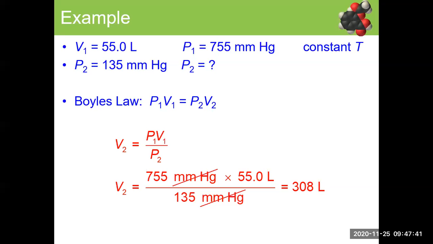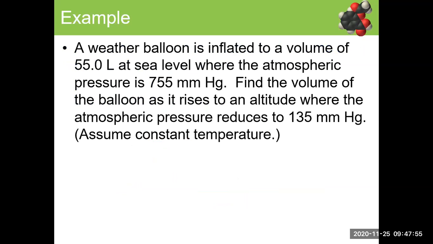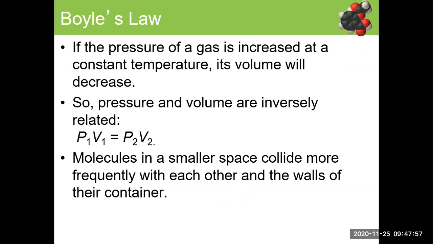By changing that pressure, in this case our pressure went down, so now our volume goes up. It goes from 55 liters up to 308 liters. So that's an example of the relationship we talked about between pressure and volume in Boyle's law.